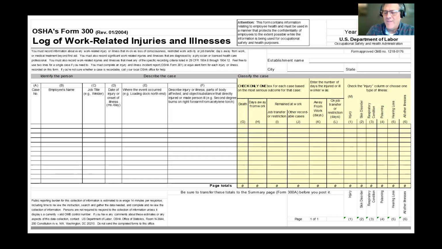Okay. So if I only miss 1 day of work, but I have 3 weeks of light duty, I'm still going to classify this as days away from work. That's classifying the case. Excuse me, if I'm back to work the next day, but I have modified duty, i.e. light duty, I'm going to classify that case as I, job transfer or restriction.